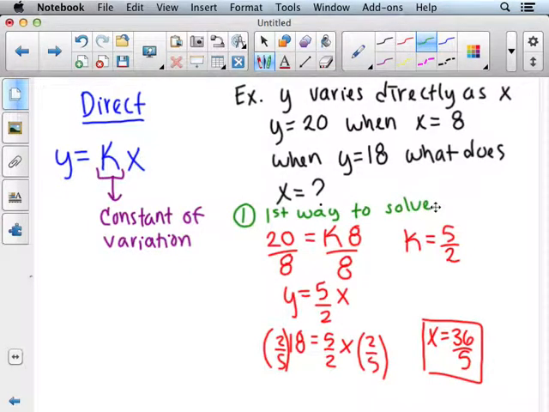The other way to solve is setting up a proportion. When you have direct variation, imagine dividing both sides by x. Well, I would have that y over x equals k. So that means that for any y and x, I can set up a proportion. y1 over x1 is always going to equal my y2 over x2. Always. So the second way to solve this is to use a proportion.